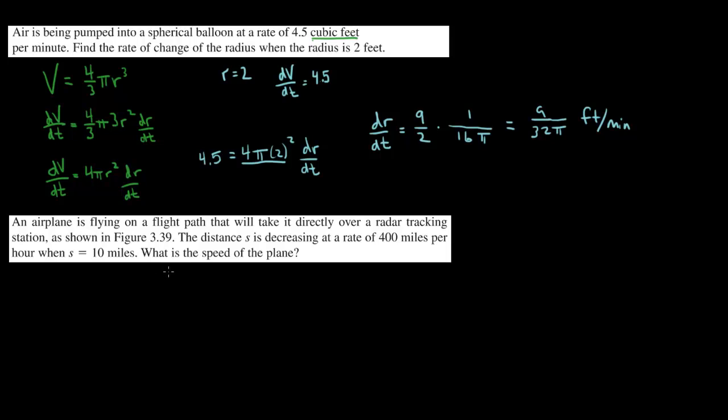An airplane is flying on a flight path that will take it directly over a radar tracking station, as shown in this figure. I didn't reproduce the figure, so I'll draw it for you. Let's see what else, though. The distance s is decreasing at a rate of 400 miles per hour when s equals 10. What is the speed of the plane?